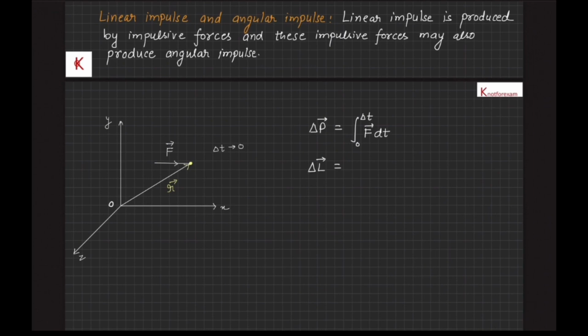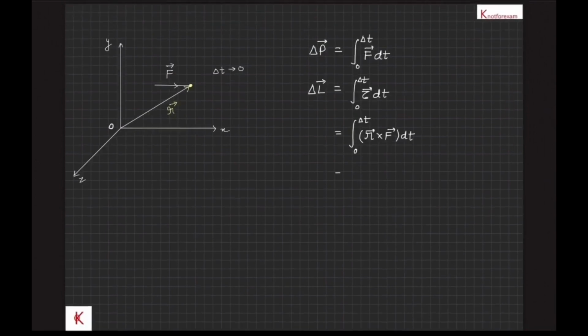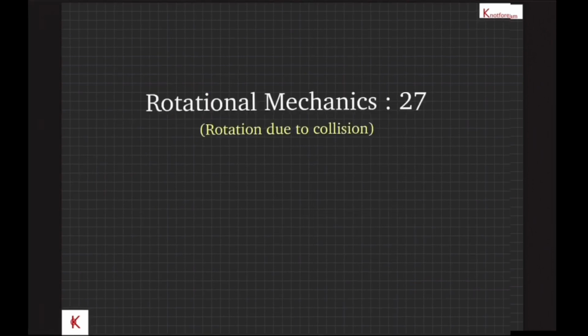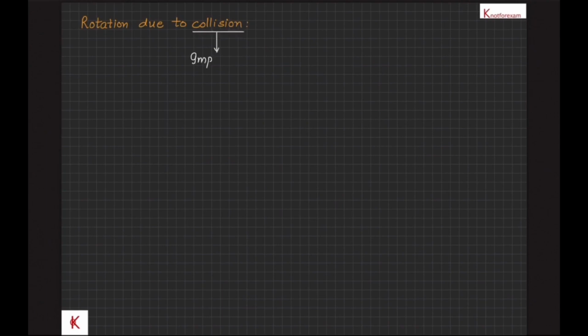Therefore, linear impulse delta p vector is equal to integration of F vector dt from 0 to delta t, and angular impulse delta L vector is equal to integration of tau vector dt from 0 to delta t, that is integration of r vector cross F vector dt from 0 to delta t. And if r vector does not change or there is negligible change during impulsive forces, then it is equal to r vector cross integration of F vector dt from 0 to delta t, that is r vector cross delta p vector, or angular impulse delta L vector is equal to r vector cross linear impulse vector delta p vector. And all this is for delta t very small.